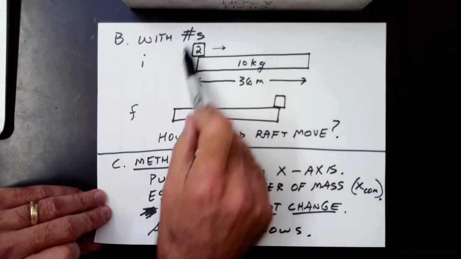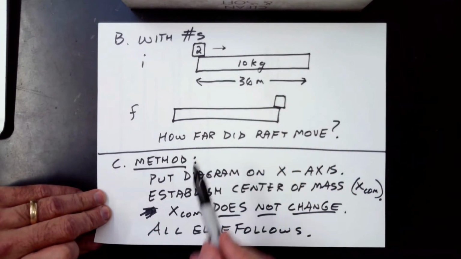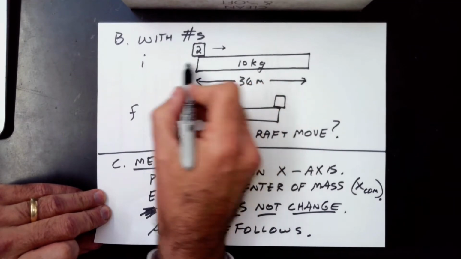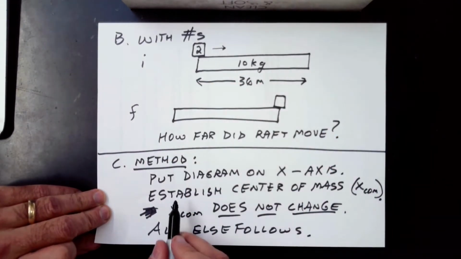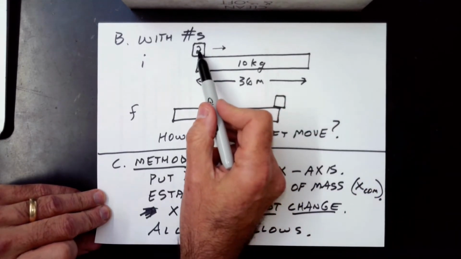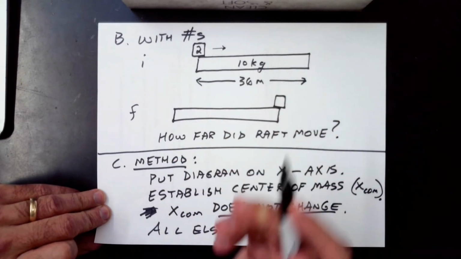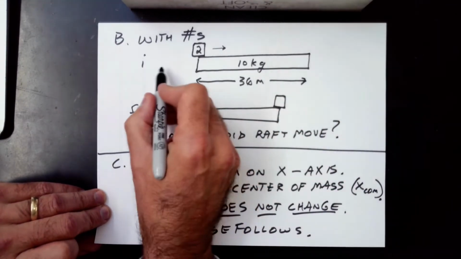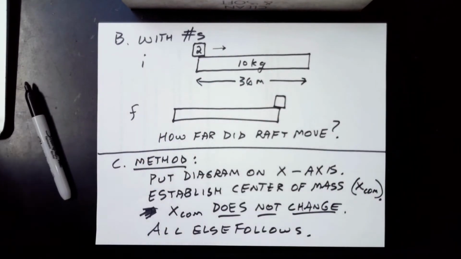Pick up this diagram here in the initial picture and put it on an x-axis. What that really means is the reverse: you would take the diagram and draw an x-axis through this. And establish where the center of mass is from the givens. There's enough information here, 2 and 10 kilograms and 36 meters, that you can figure out where in this picture the center of mass would be. That's easier for you to do if you draw an x-axis on the picture.